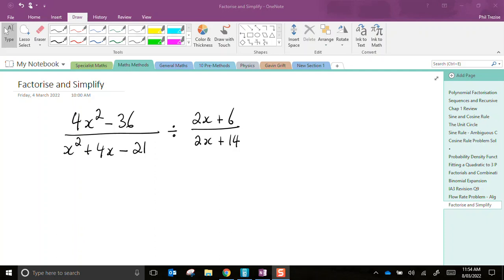Hi everyone, this lesson is going to be a quick demo of factorising and simplifying these types of algebraic fractions. So the first job we have is to factorise. Let's begin with the numerator on the left.